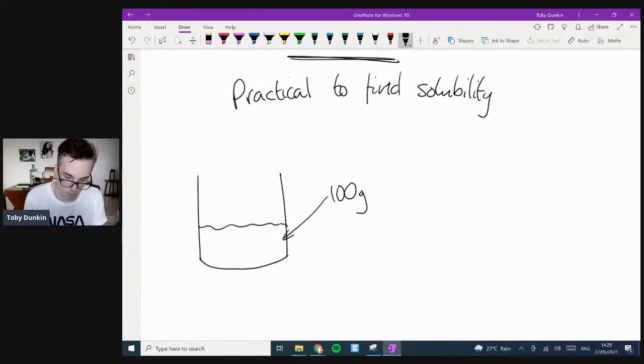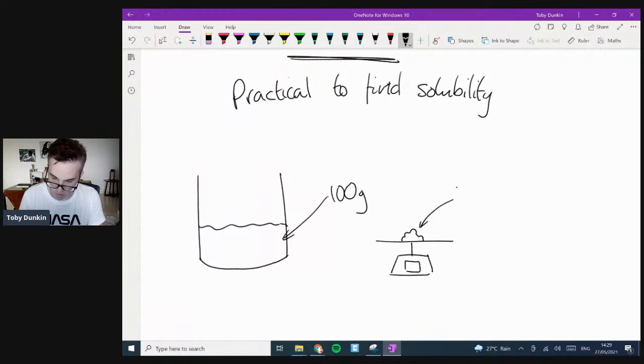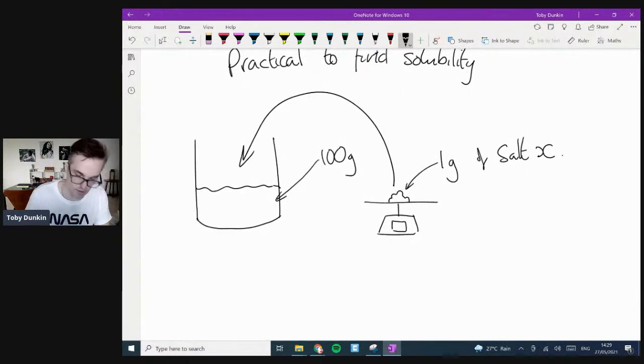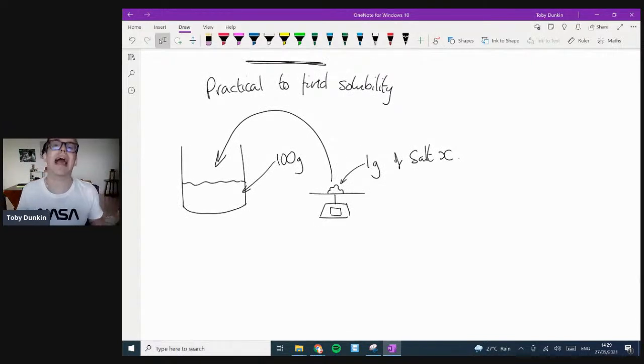And what we're going to do is we're going to weigh out an amount of solid. Let's say 1 gram. We're going to weigh out 1 gram of salt X. Now we're going to transfer that salt to the water and stir it. Now, if it completely vanishes, we add another gram and then stir it, wait for it to dissolve. If it completely disappears, add another gram.